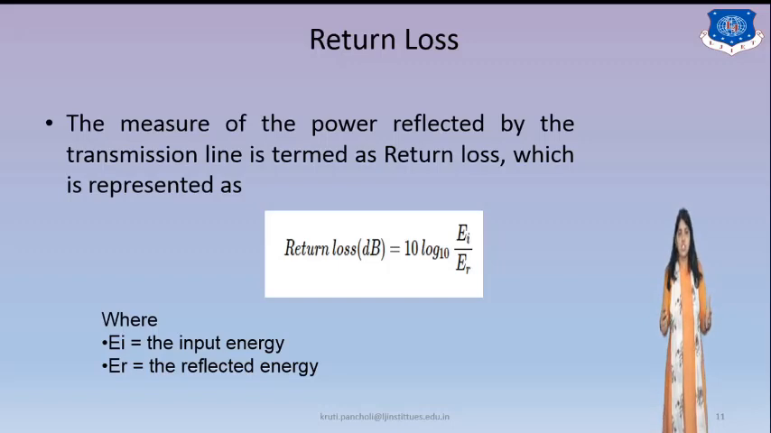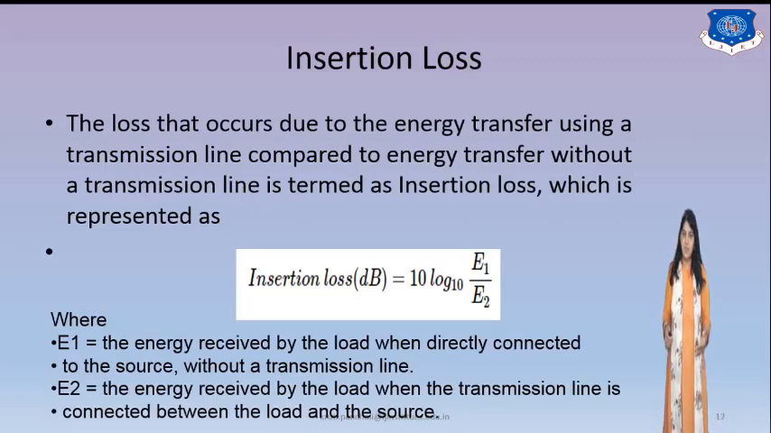The return loss is the measure of the power reflected by the transmission line. Return loss in dB is equal to 10 log10 of EI upon ER, where EI is the input energy and ER is the reflected energy.